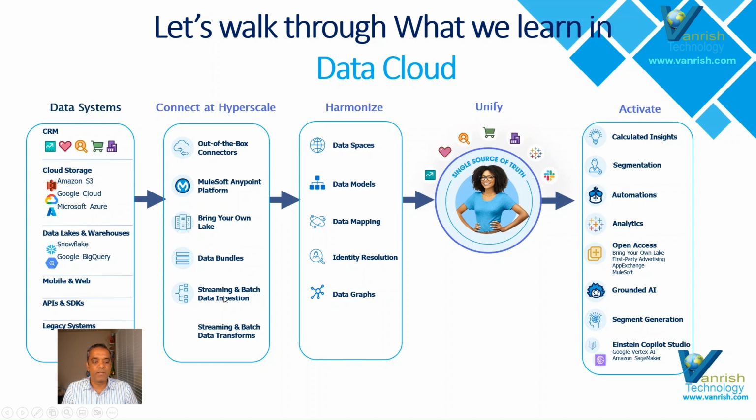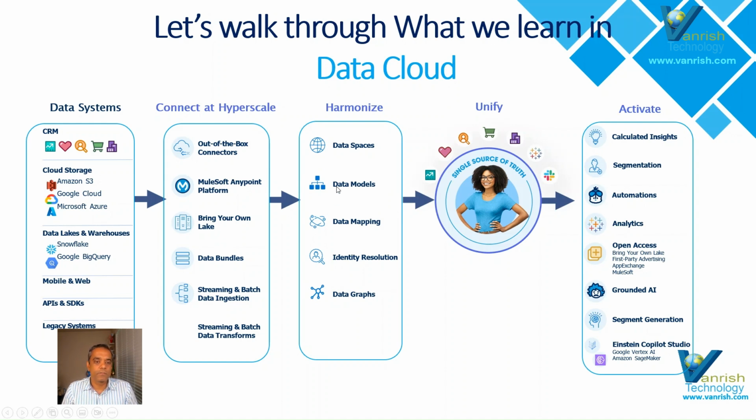Streaming and batch data ingestion, and then streaming and batch data transformation. These are the ways you can ingest the data, map it into Data Cloud, and harmonize that data into the data space. A data space is a location where you can save data. It is based on your geolocation as well as your brand. If you have more brands or more geolocations, you can segregate and ask for more data spaces.